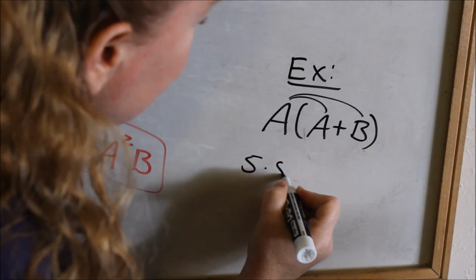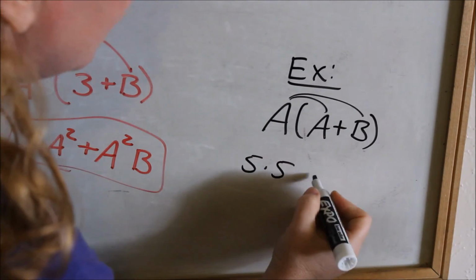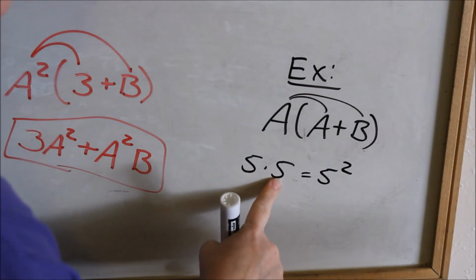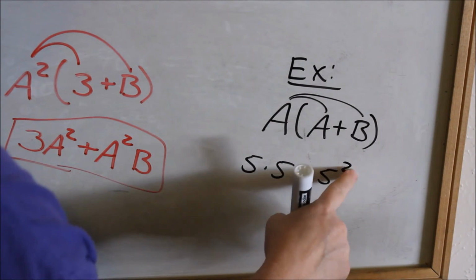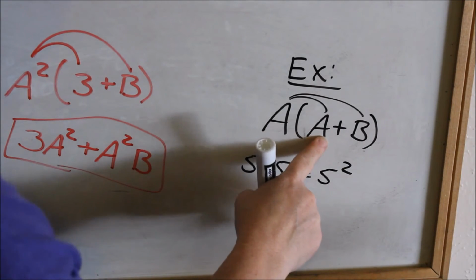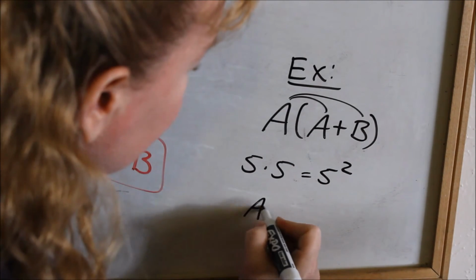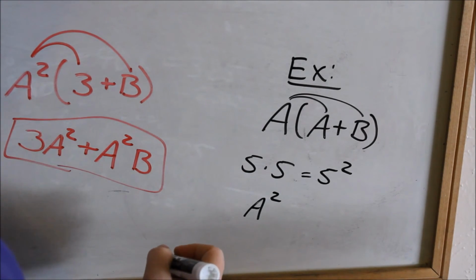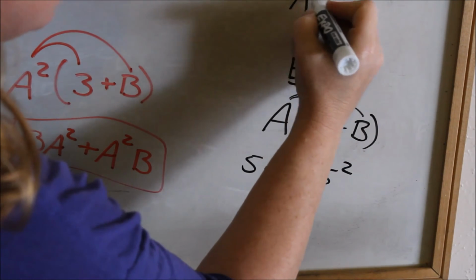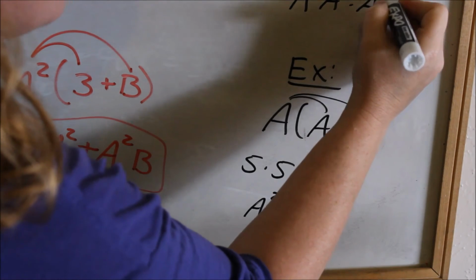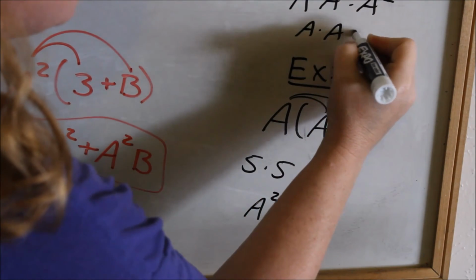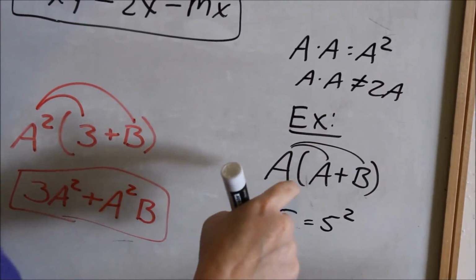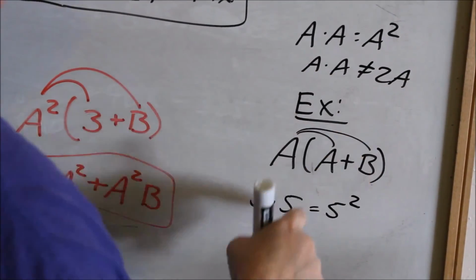What is 5 times 5? And I don't mean 25. You can rewrite 5 times 5 as 5 squared. Anything times itself is itself squared. So a times a is a squared. A times a is not 2a. Okay? A times a is a squared. A times a is not 2a. A plus a is 2a. A times a is not 2a.